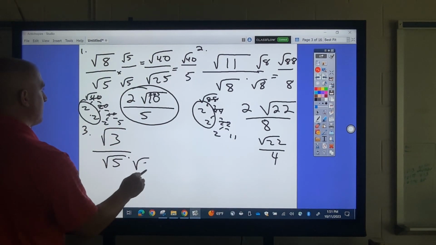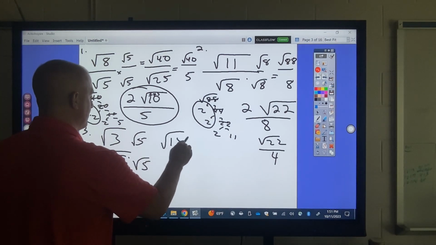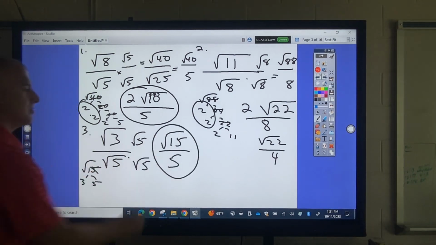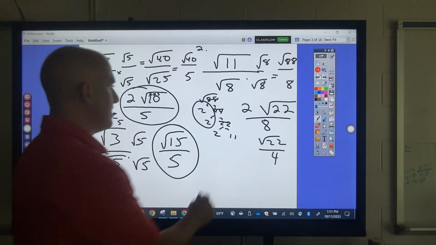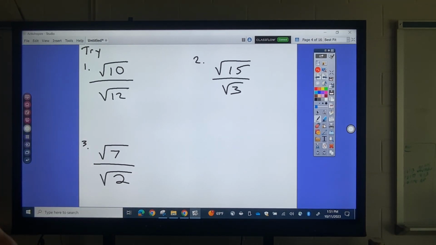Okay, here I'd multiply by square root of 5. So that's square root of 15 over 5. Now, if I go to break down 15, all right, 2 doesn't go in there, 3 and 5. Those are prime. I got no pairs. So that's just going to reduce and be that. Okay? You can pause your video and go ahead and work on those.